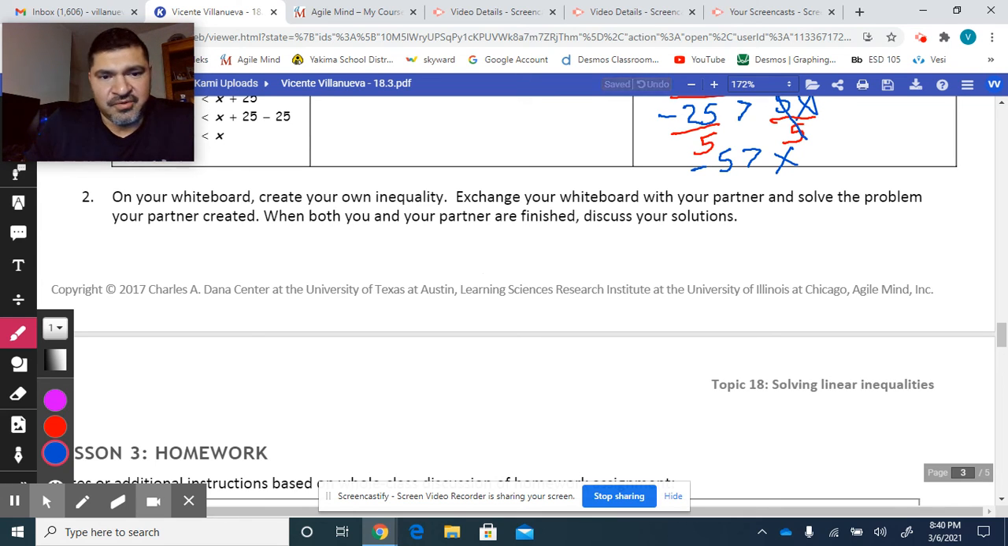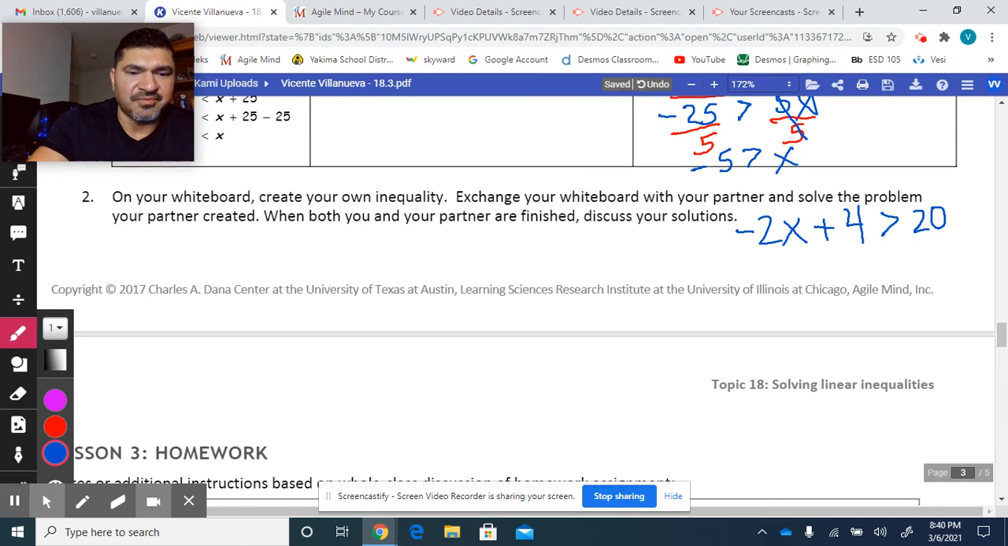It says, on your whiteboard, create your own inequality. Exchange your whiteboard with your partner and solve the problem your partner created. When both you and your partner are finished, discuss your solution. So I'm just going to put a simple problem up here. Let's go with negative 2x plus 4 is greater than 20.